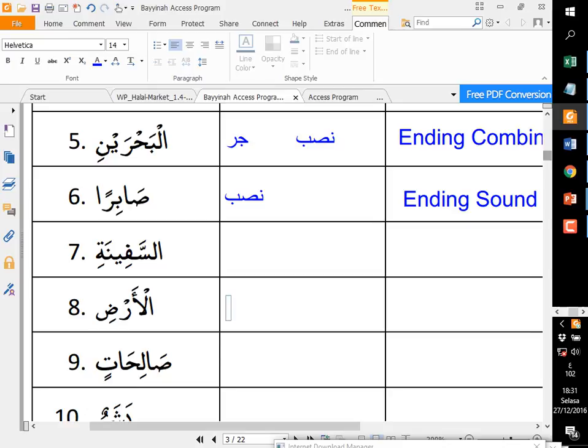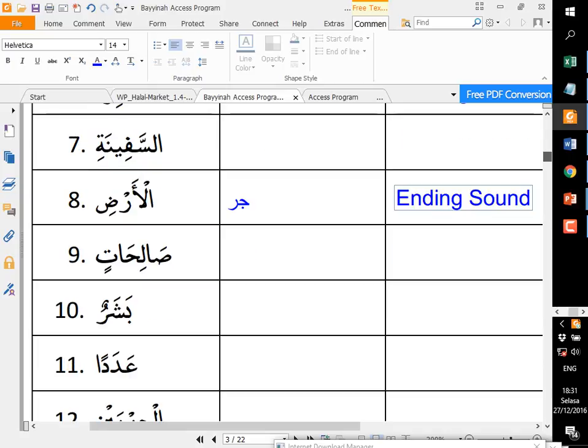Al arbi. What is it? It's jar. Yeah, you can. Don't worry. Jar is for any time. Al ardi? No. And go for number 10. Basharun. What is it? Rafa. Yes, Rafa. Basharun means man, people. But it can be like skin, physically. But don't worry about the meaning for now. It's ending sound.